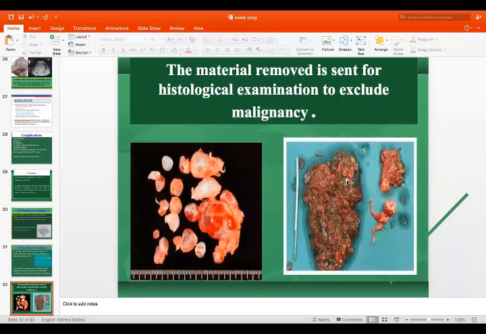So these villi which are removed from the uterine cavity are sent for histopathology to exclude malignancy. These are the villi with hydropic vesicles which are sent for histopathology.